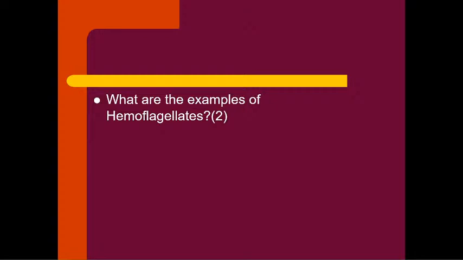Okay, now let's talk about hemoflagellates. From the term itself, it's in the blood. So we're done with genital and intestinal flagellates. Now we're going to go with the species of Phylum Mastigophora that is usually seen in the blood. There are two examples of those hemoflagellates: Leishmania and Trypanosoma.